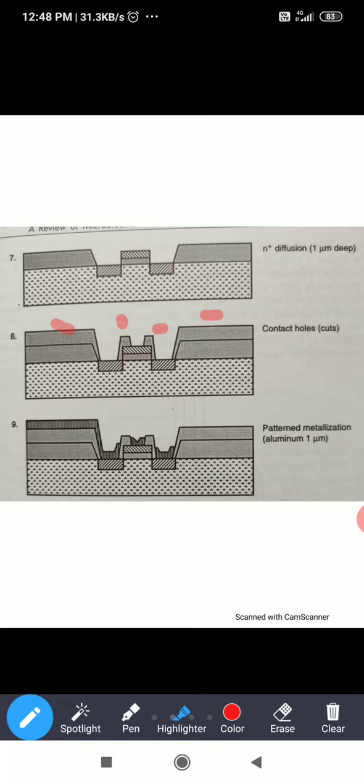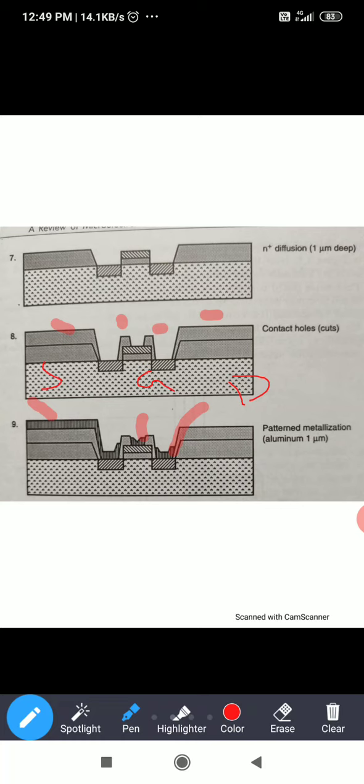After forming these cuts, the contact holes, we will use metallization, pattern metallization. Normally we will use aluminum, with a thickness of 1 micron. We will apply metal here and here. This is for the source, this is for the gate, this is for the drain. Like this we can form the NMOS transistor.